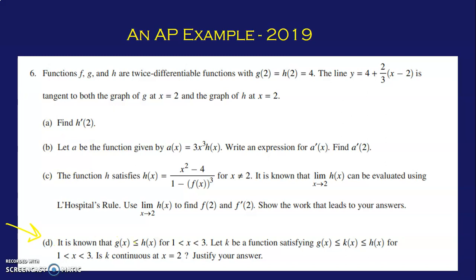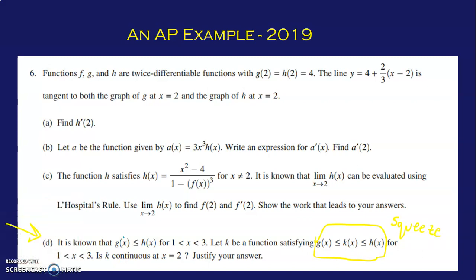So it's known that g is always less than h between 1 and 3 for x. Let k be a function such that k is always in between g and h. So right here, this is the part that's telling me it's probably having to do with squeeze. For 1 is less than x is less than 3. Is k continuous at x equals 2?